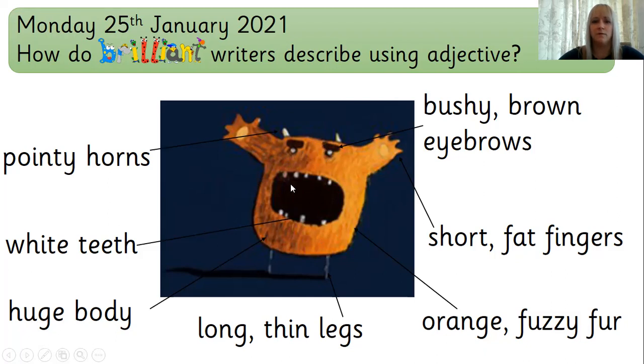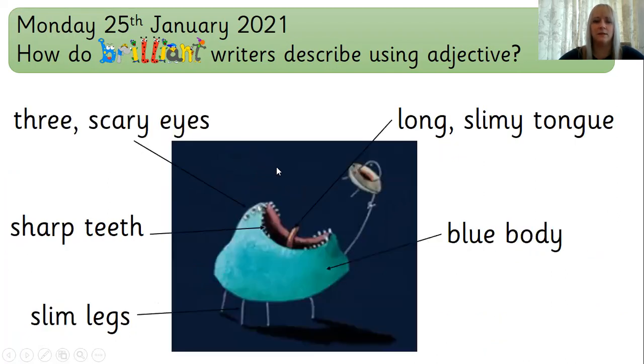Now, I've also described another monster. I've described this monster that was also from the book. And he has 3 scary eyes. Can you see them? 1, 2, 3. So I've described here, and I told you he's got 3. And I've told you that they're scary. So they're not lovely, nice eyes. They're scary eyes. He's got 3 scary eyes.